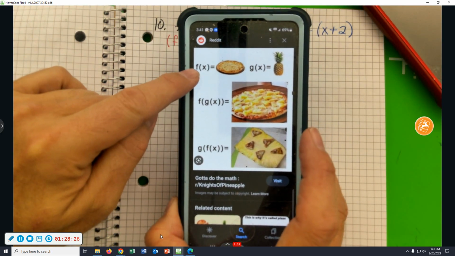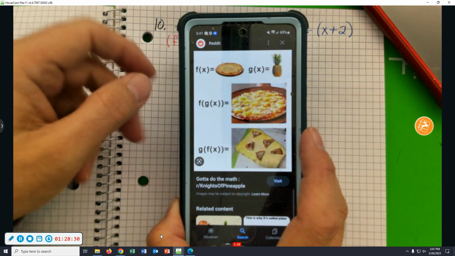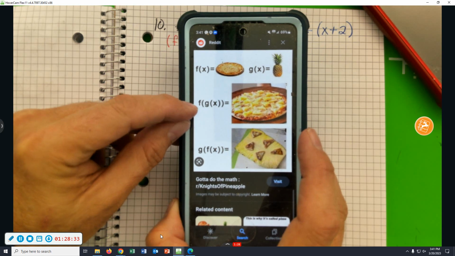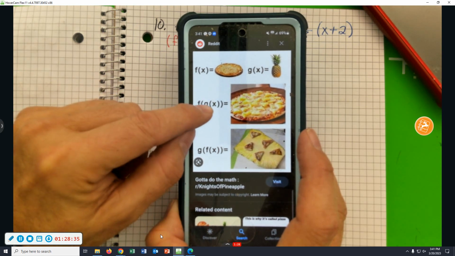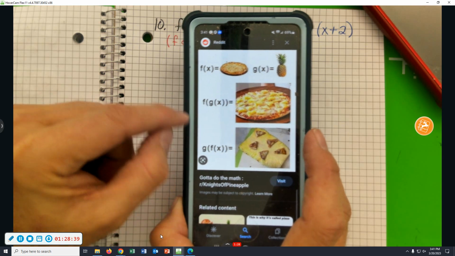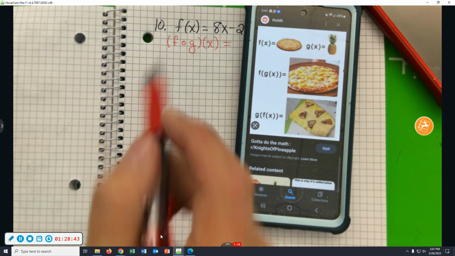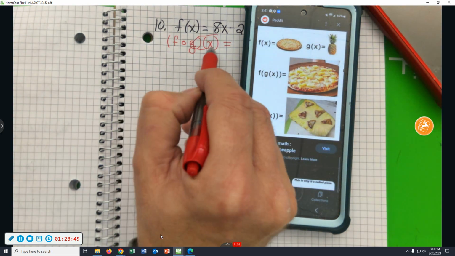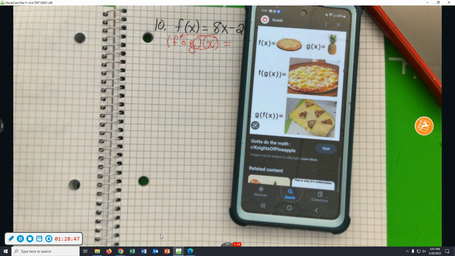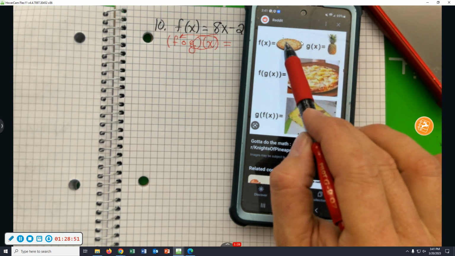F of x is the pizza. G of x is the pineapple. They're not writing the little circle; they're writing it as F. This is F of G of x, and that's G of F of x. You're putting G into F, so you're putting the pineapple on the pizza.